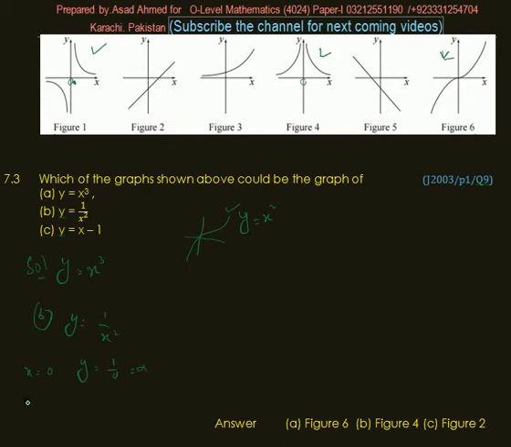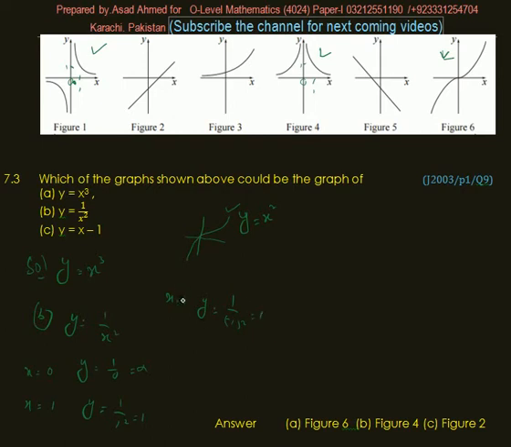So we put some other value. When x is equal to 1, y becomes 1 upon 1 square, which means 1. When x is 1, y is 1. So x is 1 and y could be 1 here, or here x is equal to 1 and y could be 1. Now we put x is equal to minus 1. So the equation becomes y is equal to 1 upon minus 1 to the square, which means y is equal to 1.